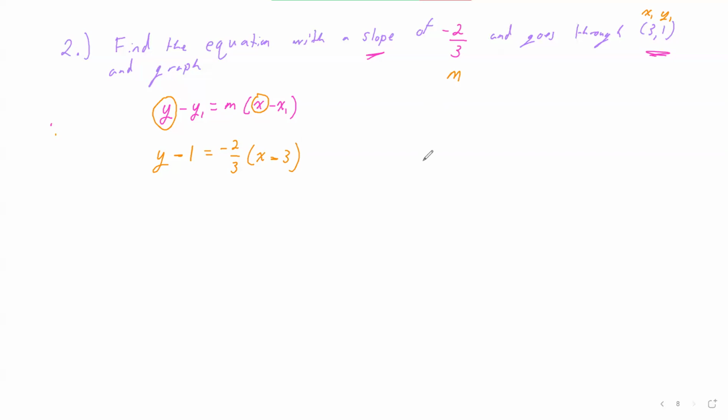All right. Once you've plugged in, it's 2 steps. Step 1, distribute. So what that means is I'm going to take this -2/3, or whatever the m might be, and I'm going to multiply it to everything inside my parentheses.